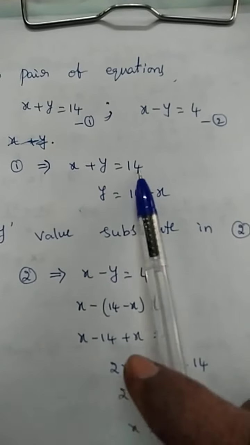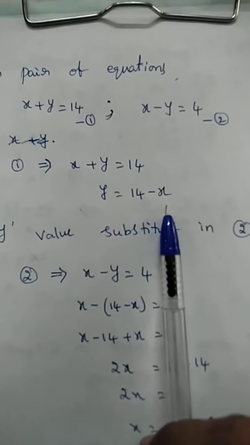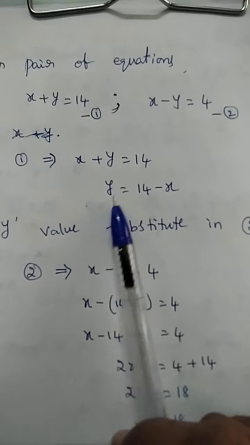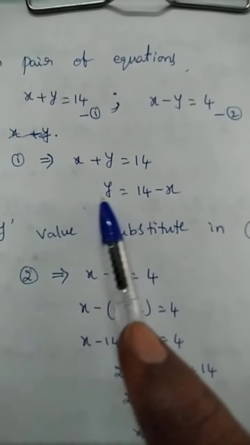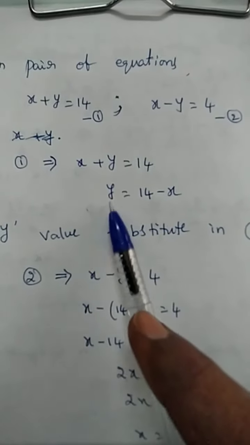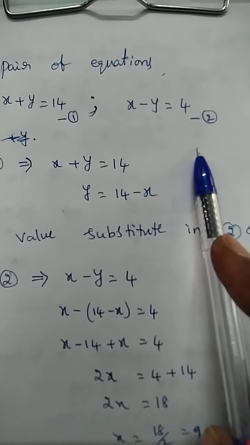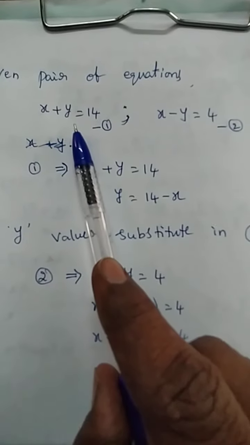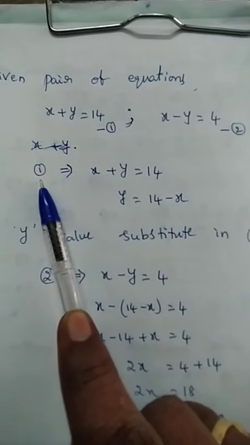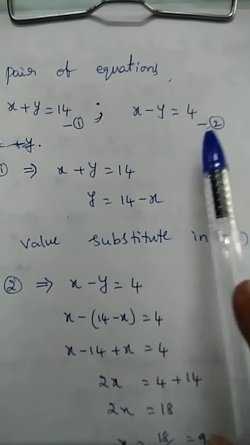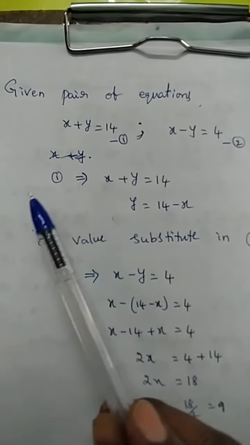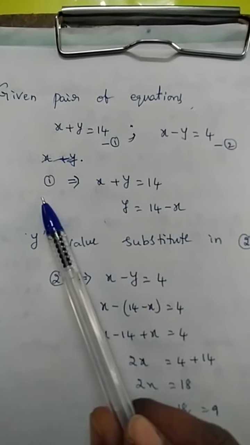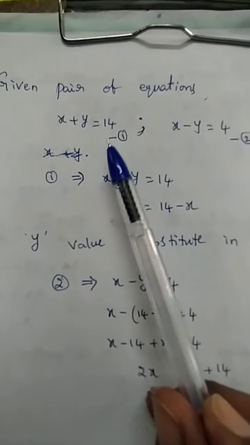y is equal to 14 minus x. This is the y value. What is the y value here? 14 minus x. Here I took the first equation and got the result y is equal to something, then automatically that y result is to be substituted in the second equation, not in the first equation. Why? Because I already took the first equation. That result is to be substituted in the second equation. Clear? If I took the second equation, then the result is to be substituted in the first equation.